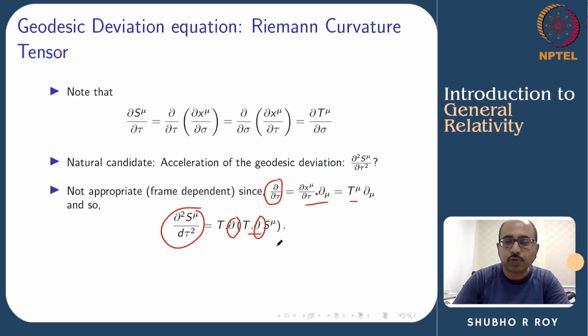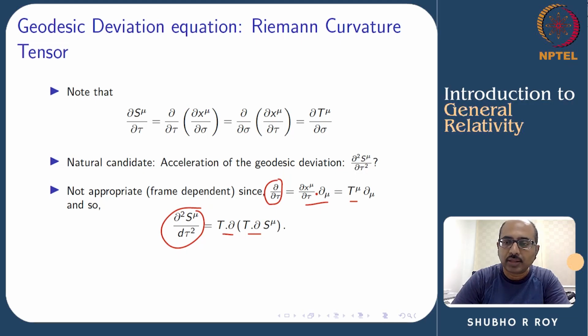They might be zero in one frame and non-zero in another frame. Then it cannot be a very physical quantity. We always prefer tensors, because if a tensor is zero in some frame, all components of the tensor are zero in that frame. In the other frame, it has to be zero as well. So there is no ambiguity there. It's not zero in some frames and non-zero in others. That is not there. So for these reasons, this second order time derivative of S mu is not a very good quantity to look at in general relativity.